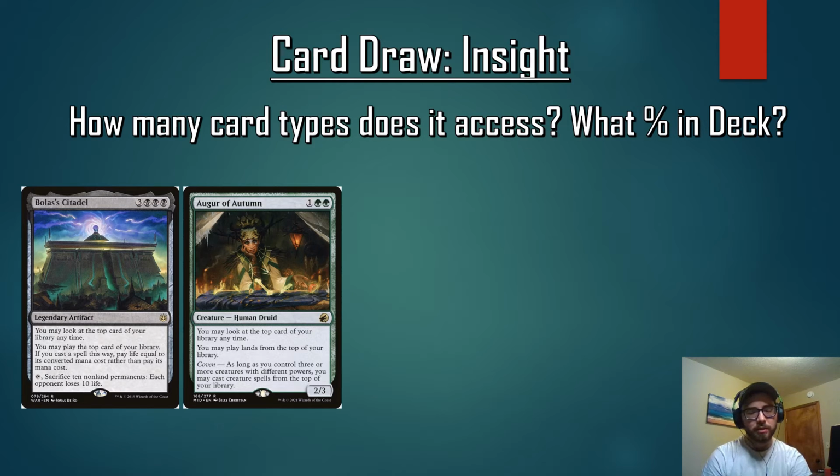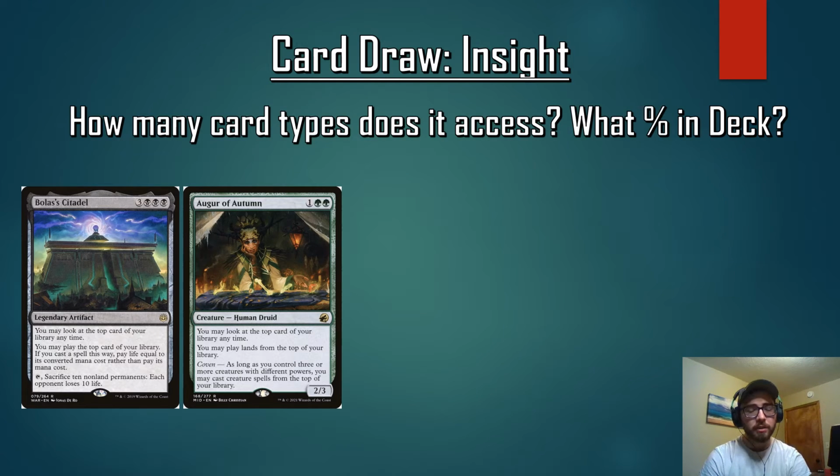And then you've got Augur of Autumn, newer card again from Midnight Hunt. Love that set. Doing great. 1 green, human druid. You may look at the top card of your library at any time. You may play the top card of your library if it's a land card. Same rules, you still have to have a land drop available.